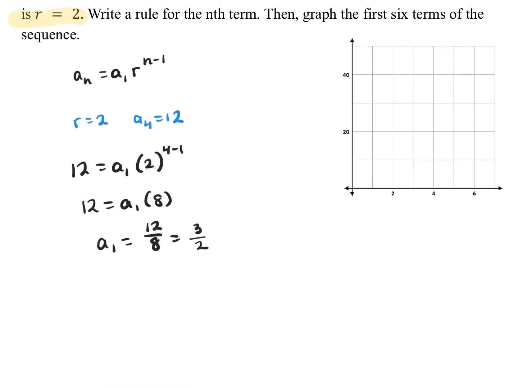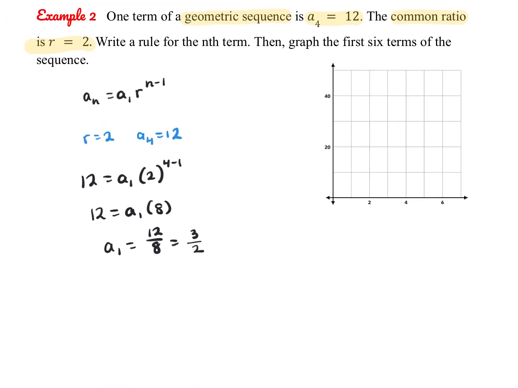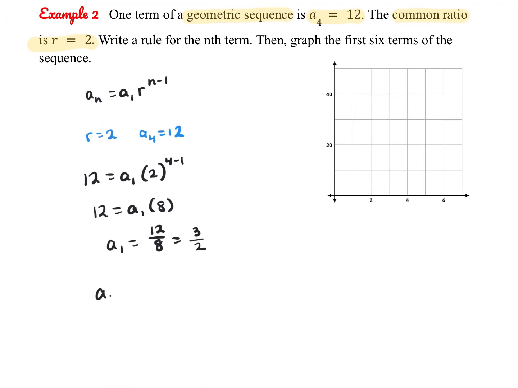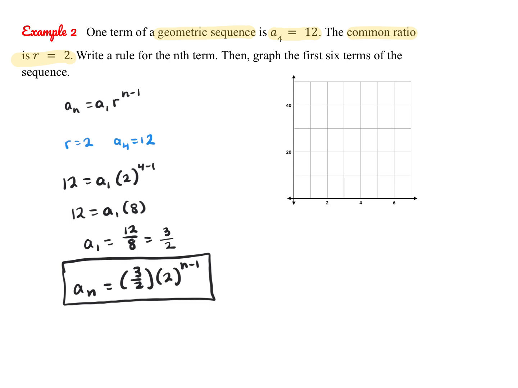So now I have all the information I need to actually make my rule. So we have a sub n equals 3 over 2 times 2 to the power of n minus 1. So there's my rule. And here we're going to graph the first 6 terms. So we have some n values, and we'll have the actual term. So we'll do the first 6.